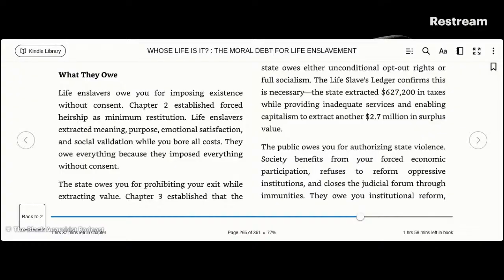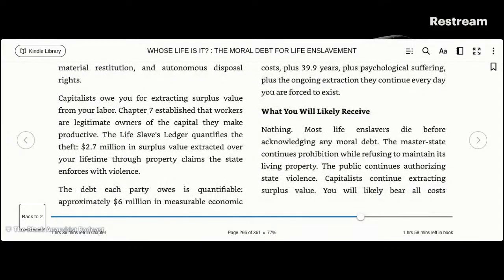The state extracted 627,200 in taxes while providing inadequate services and enabling capitalism to extract another 2.7 million in surplus value. The public owes you for authorizing state violence. Society benefits from your forced economic participation, refuses to reform oppressive institutions, and closes the judicial forum through immunities. They owe you institutional reform, material restitution, and autonomous disposal rights.